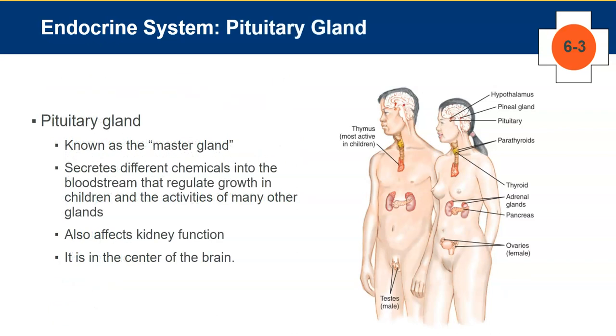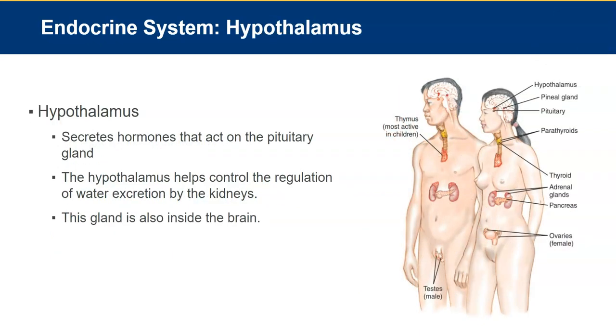The pituitary gland sits at the base of the brain, and it's considered the master gland because it controls lots of the other glands and specifically helps with growth and development of children. The hypothalamus is going to secrete hormones acting on the pituitary gland, and it's really involved and interacts with the urinary system, controlling water excretion by the kidneys.